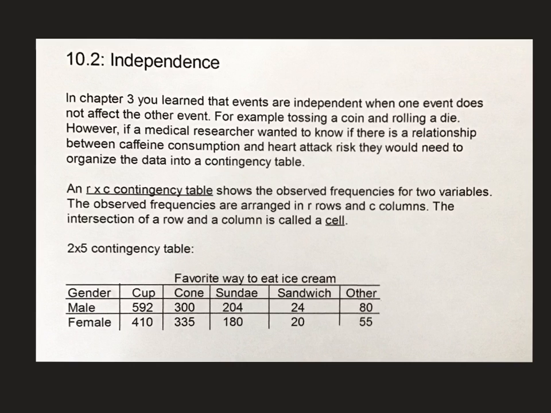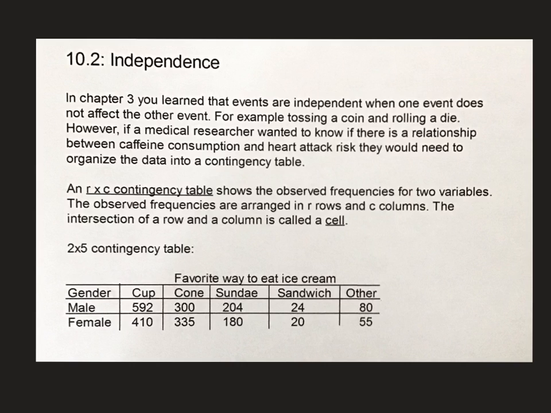But if a medical researcher wanted to know if there was a relationship between caffeine consumption and heart attack risk, those wouldn't necessarily be independent of each other. So what they would do is organize data into a contingency table. A contingency table is just a fancy way to show frequencies, observed frequencies.